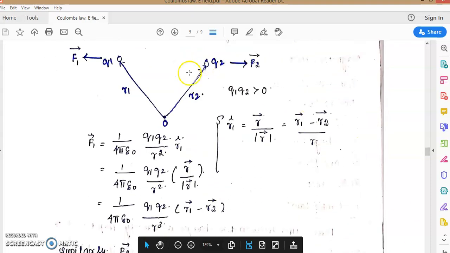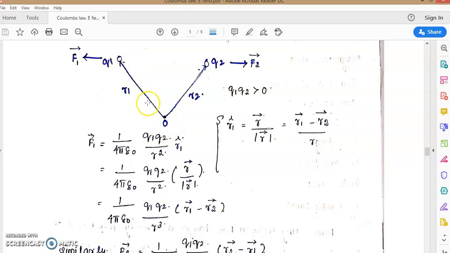See, let us take the point O, which is nothing but the origin. Q1 is situated at a distance of R1 from the origin. Similarly, Q2 is situated at a distance R2 from the origin. Now I am going to calculate the force F1. See here, what is the formula? 1 by 4 pi epsilon naught q1 q2 divided by r square r1 cap, since the distance is r1. What is meant by this r1 cap? That is the unit vector of r1. See the formula here: r vector divided by magnitude of r vector.